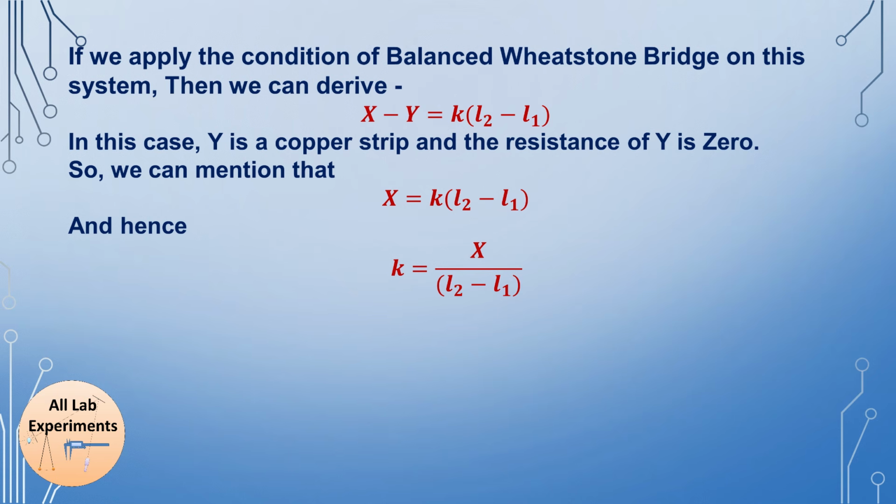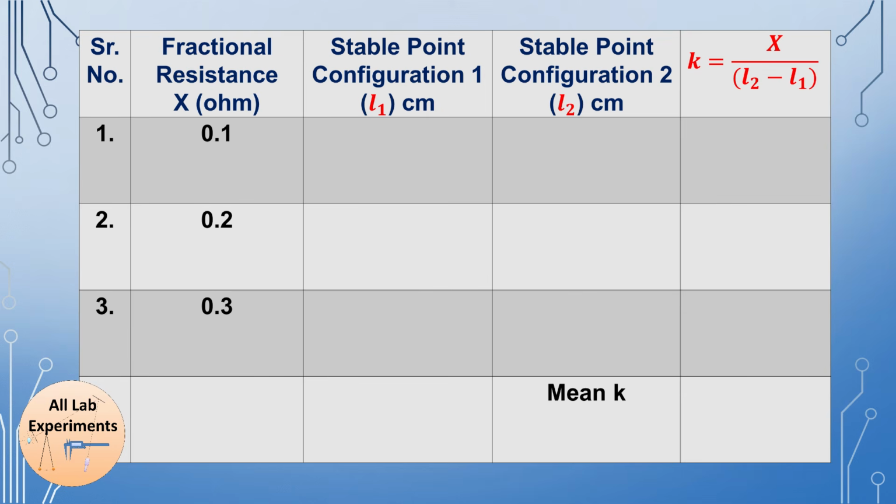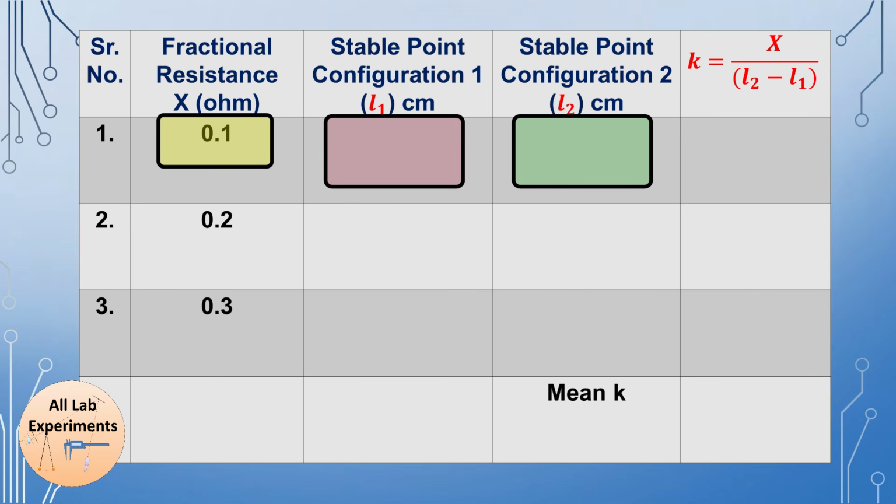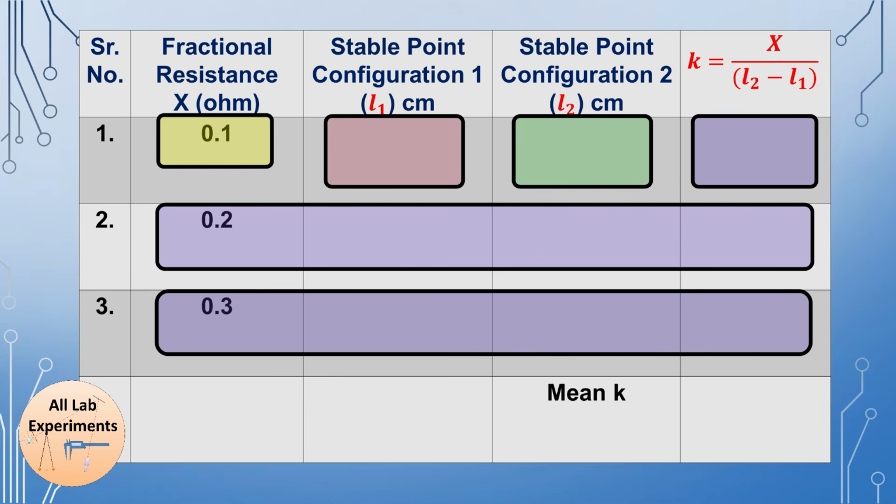Now we are going to make a table. In this table, first we applied the fractional resistance of 0.1 ohm and calculated the stable points L1 and L2 for this, and we can find the value of K in the last column. For better accuracy, we can repeat this experiment 2 more times with different values of X, and finally we can take the mean value of K and get the value of resistance per unit length of the bridge wire.